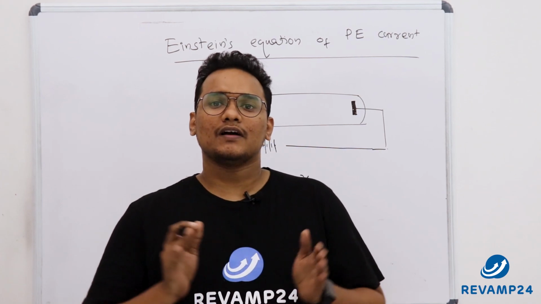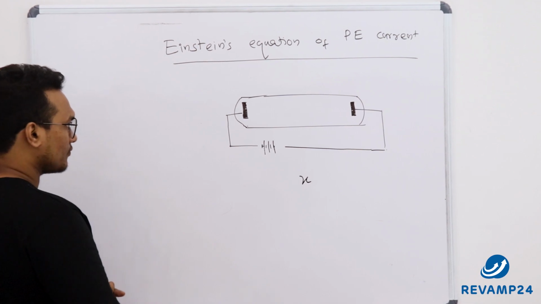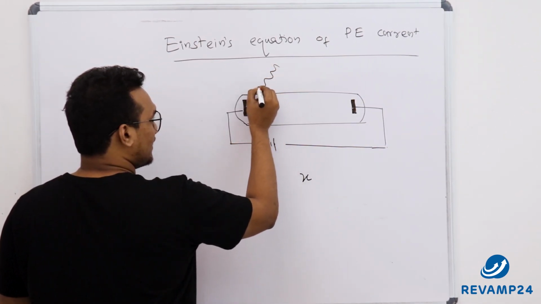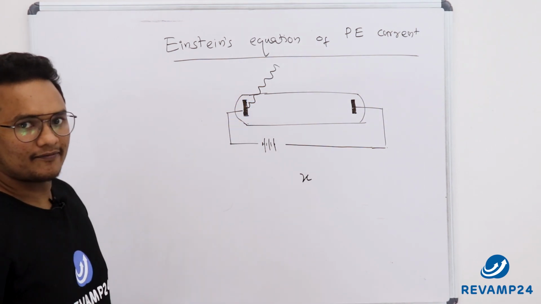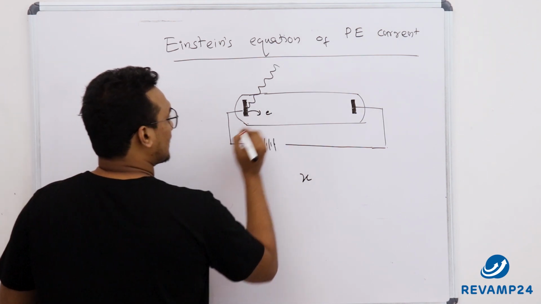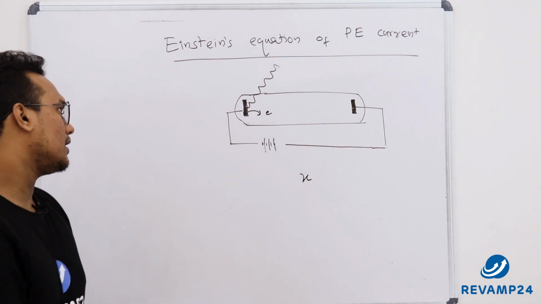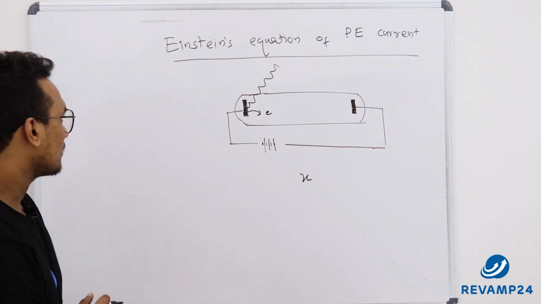In this video, I will explain Einstein's equation of photoelectric current. We have learned that light or radiation having sufficient energy, when incident on a metallic surface, will be able to take electrons out of the metallic surface. These electrons are termed photoelectrons, and this phenomenon is called photoelectric emission.